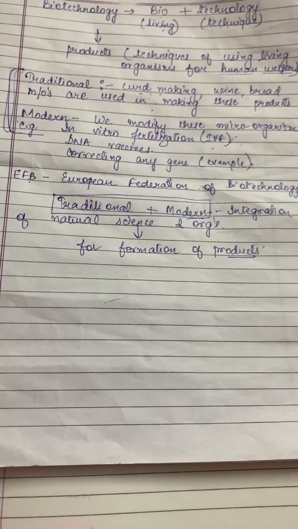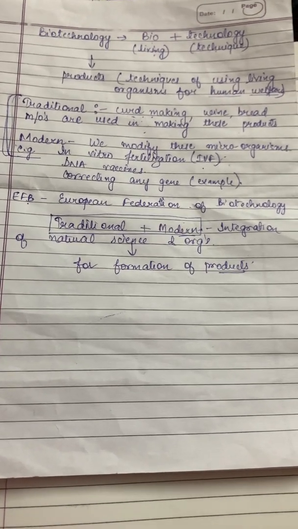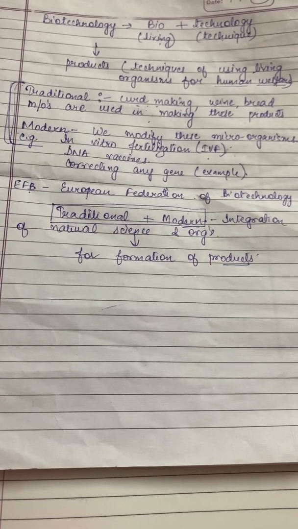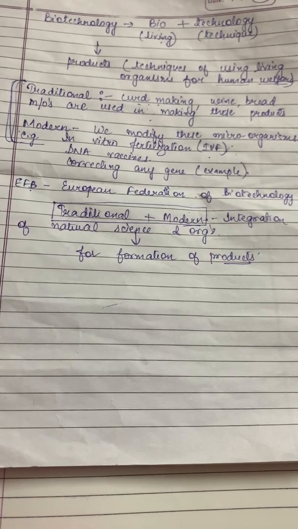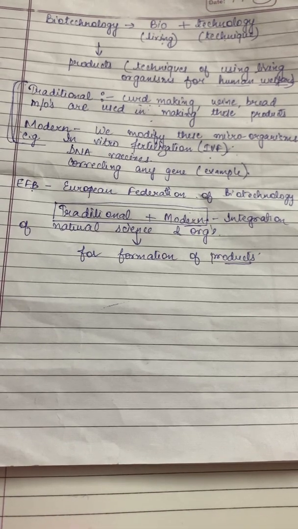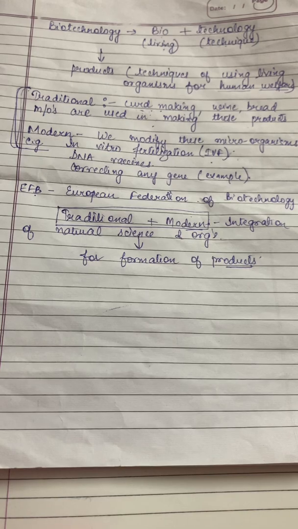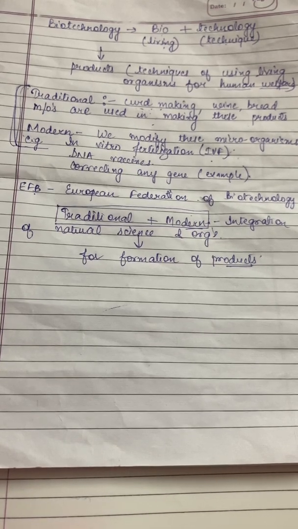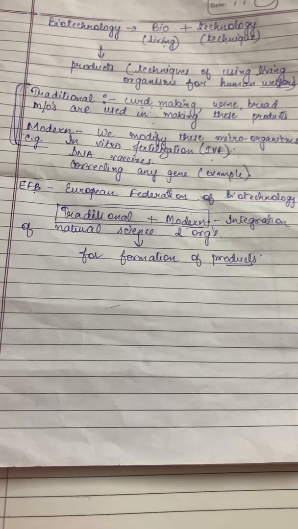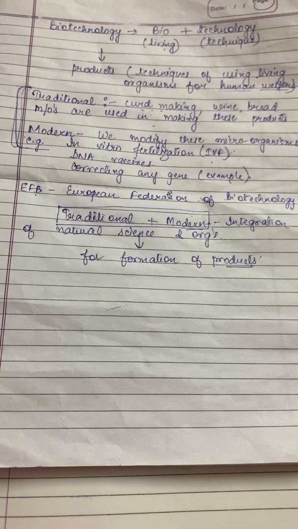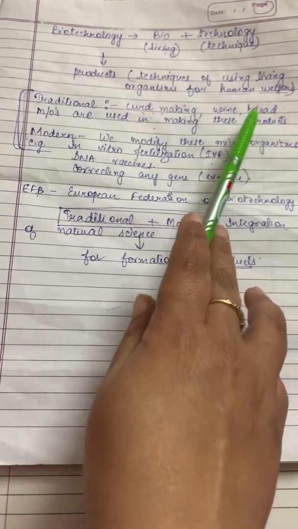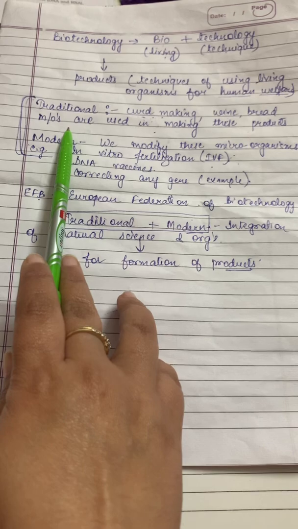Now look, I am going to repeat this. There is a new field, or branch, of biology, that is biotechnology, in which we use techniques to modify living organisms. And why do we do this? We do it for human welfare. So we can define it in two ways: one is the traditional way and the second is the modern way. What is the traditional way of defining it? It is used in making curd, wine and bread, where we simply use the microorganisms.